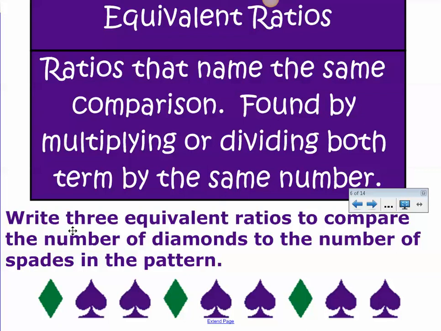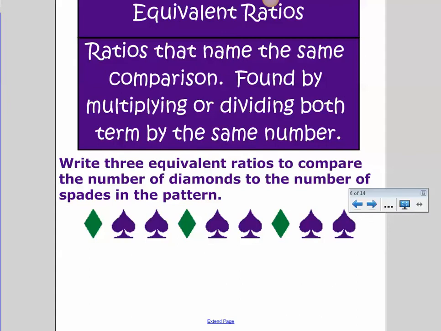We're going to write 3 equivalent ratios to compare the number of diamonds to the number of spades in this pattern. So if I look on here, since it said diamonds first, I need the diamonds to be the first number of my ratio. Well, I have 1, 2, 3 diamonds. So I would write down 3. Spades is the second number in my question, so I'm going to write down the number of spades second in my ratio. I have 1, 2, 3, 4, 5, 6. So my ratio would be 3 to 6.